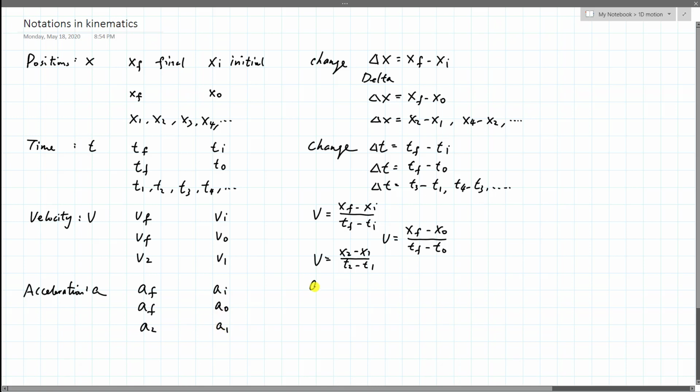So you can define acceleration as v final minus v initial over t final minus t initial, or maybe a is v final minus v0, sometimes also read as naught, over t final minus t naught, or using the numbered v2 minus v1 over t2 minus t1. This is what I'm more used to. I'll be using this notation, although all the other notations are just as valid.